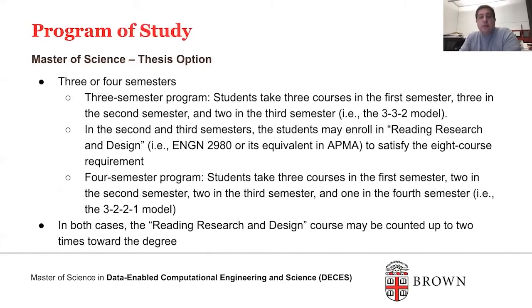Now the thesis option, which will likely be taken by a smaller percentage of the students. There we're looking at a 3-semester program where students take 3 courses in the first semester, 3 in the second, and 2 in the third, a 3-3-2 model. But the difference here is that in the second and third semesters, you may be able to enroll in the so-called reading, research, and design, with an engineering designation or applied math designation for that class to satisfy the 8 course requirement. So basically, this is your chance to develop and write your thesis. There's also a 4-semester option for that. It's not likely that you'll complete the thesis option in 2 semesters.